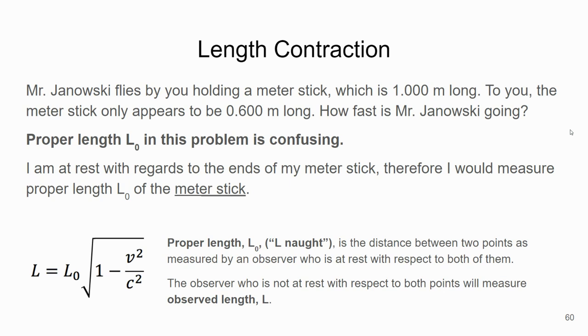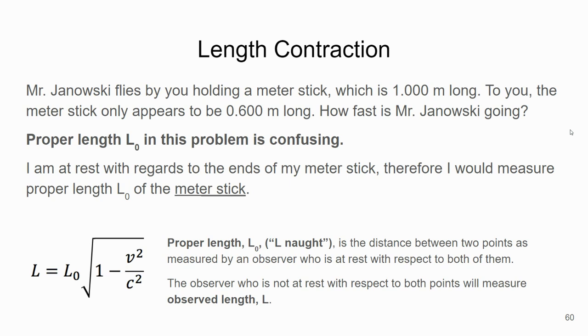Here's another example with length contraction. Imagine we're in room 321, and you are all sitting there at rest relative to the room, and I'm going to fly across the room in a spaceship holding a meter stick. I'm pointing the meter stick in the direction in which I'm traveling. According to you, the meter stick only appears to be 0.6 meters long. So how fast am I going as I travel from one side of the room to the other? Again, proper length can be very confusing.